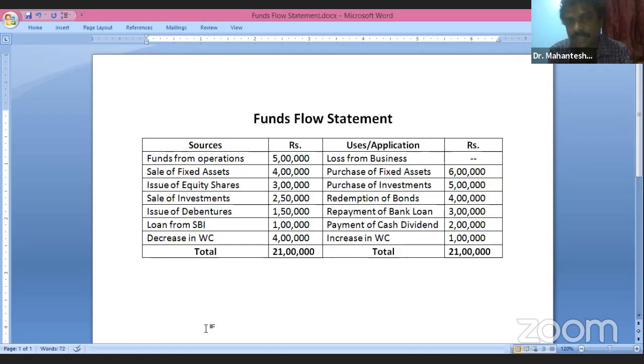Uses or applications: loss from business is nil, because if you have funds from operations, there is no chance of loss. Either you have a profit or a loss, either you have funds from operation or loss from business. They are contradicting. Purchase of fixed assets 6 lakhs, purchase of investment 5 lakhs, redemption of bonds 4 lakhs, repayment of a bank loan is 3 lakhs, payment of cash dividend to the equity shareholders is 2 lakhs, and increase in working capital is 1 lakh. Again, sorry, both decrease in working capital and increase in working capital at a time is not possible. Just to make the participant understand, I have put both of them, but apologies, both of them will not be there in the fund flow statement at the same point of time.